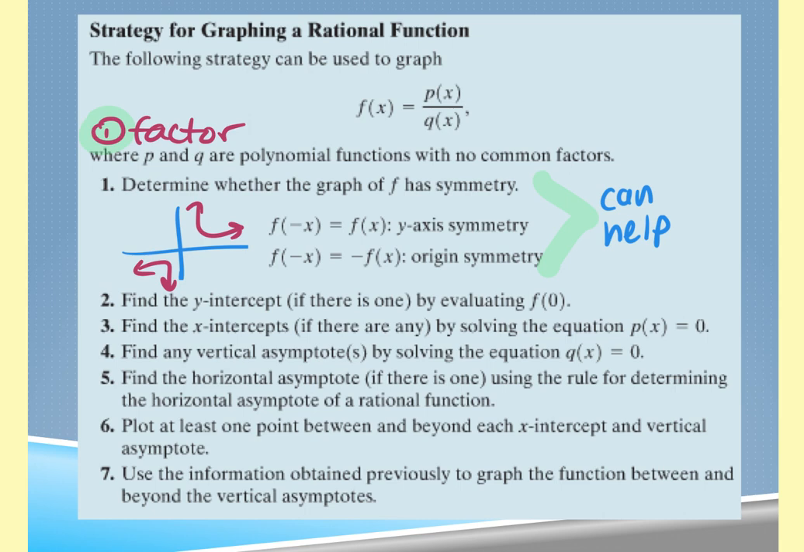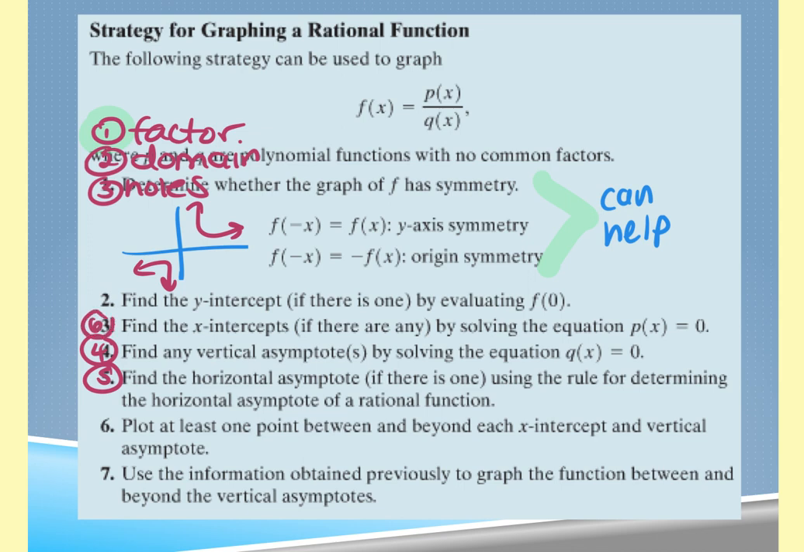Then do domain, by setting your denominator not equal to 0. So factor and check for holes, obviously. But first, factor. Second, domain. 3, check for holes. 4, find vertical asymptotes. 5, horizontal asymptotes.